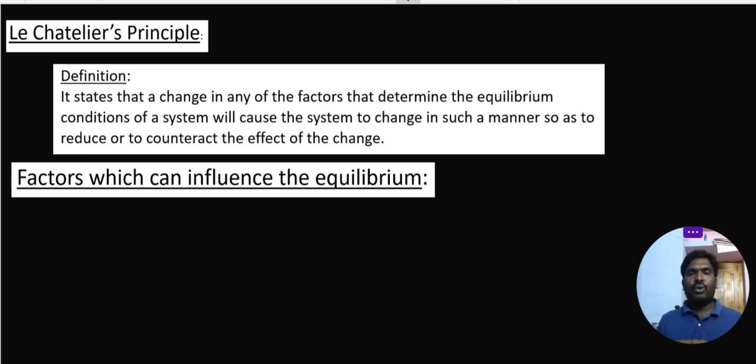Understood? If you apply any one of these factors, then that equilibrium system always moves in the opposite direction. Simply, it is known as Le Chatelier's principle, opposing direction. Understood? So now you will easily understand these concepts. So for all these factors, please listen carefully. Factors which can influence the equilibrium system. So how many factors are there?